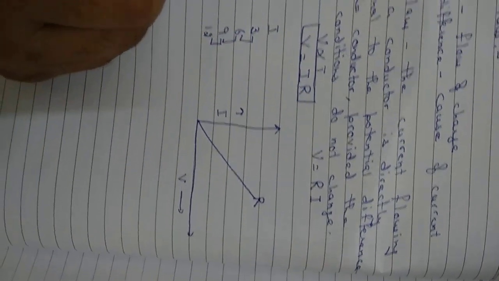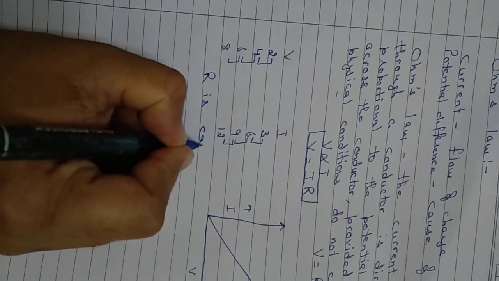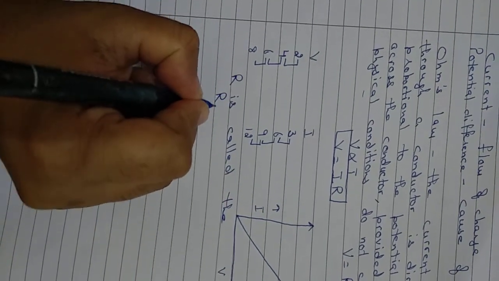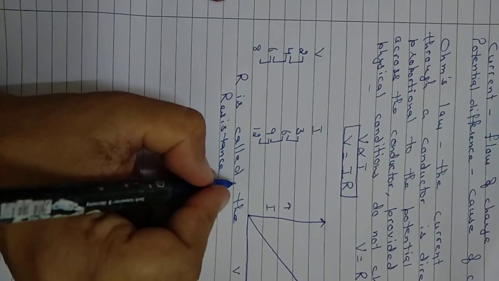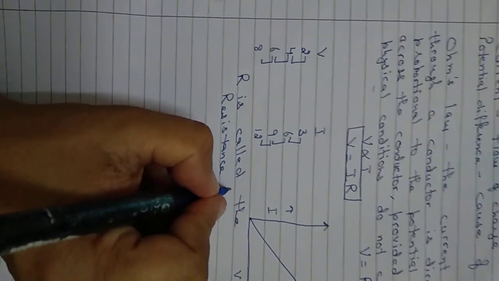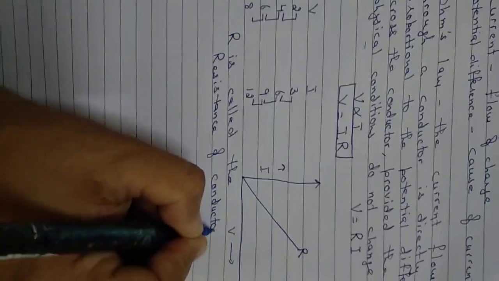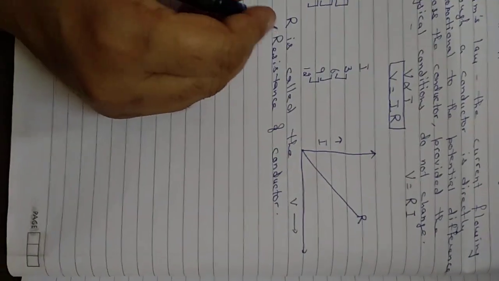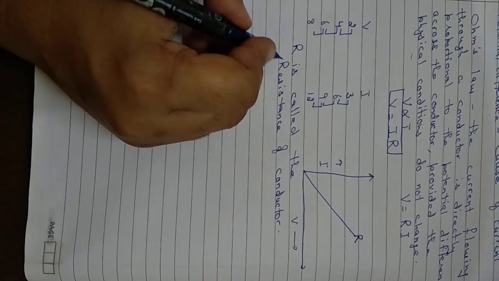Now what is this R? It is the constant of proportionality. It is called the resistance of the conductor, which you will do in detail in the next topic. So it gives us the resistance of the conductor. How much opposition a conductor offers to the flow of current, that is called resistance. So this constant R is called the resistance of the conductor. This is called Ohm's law.